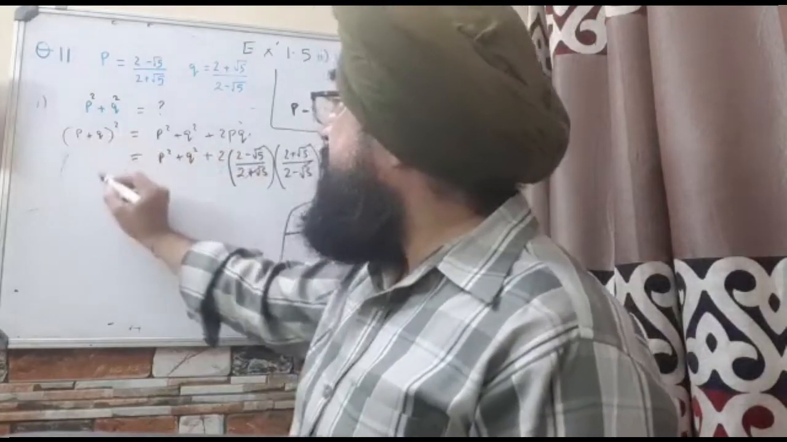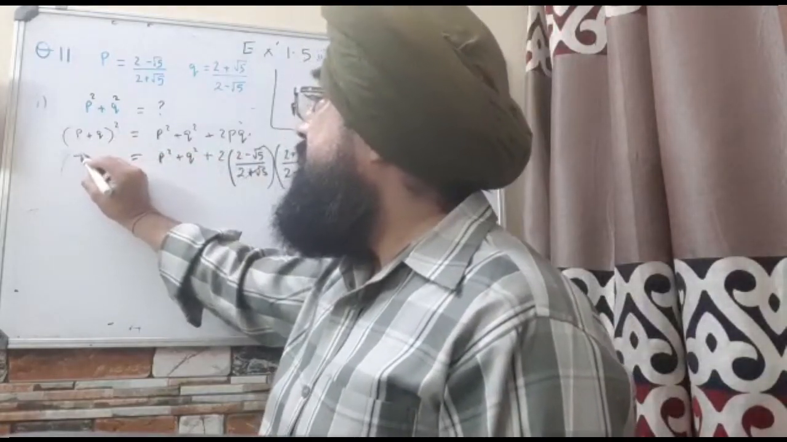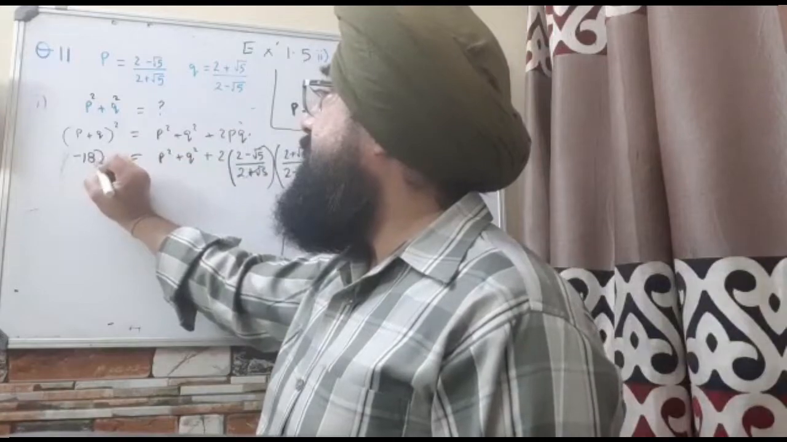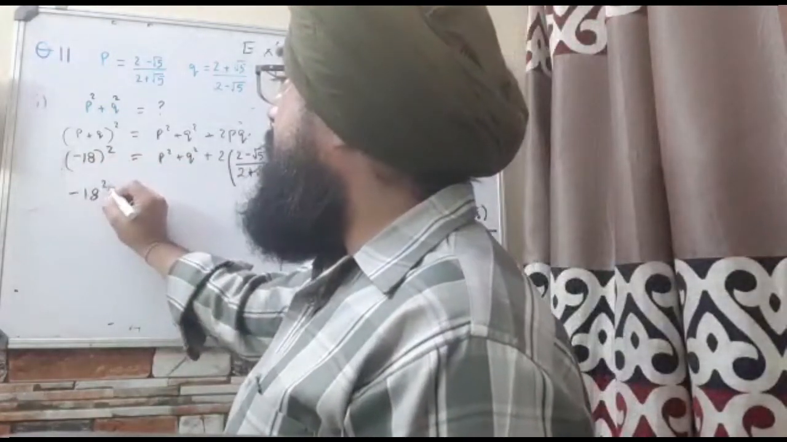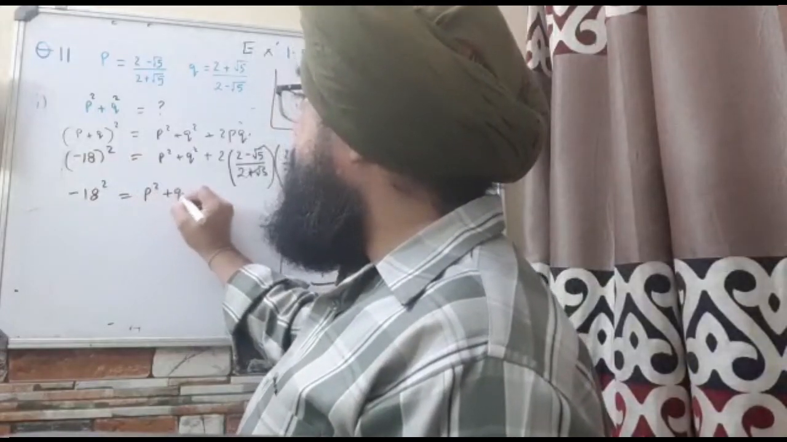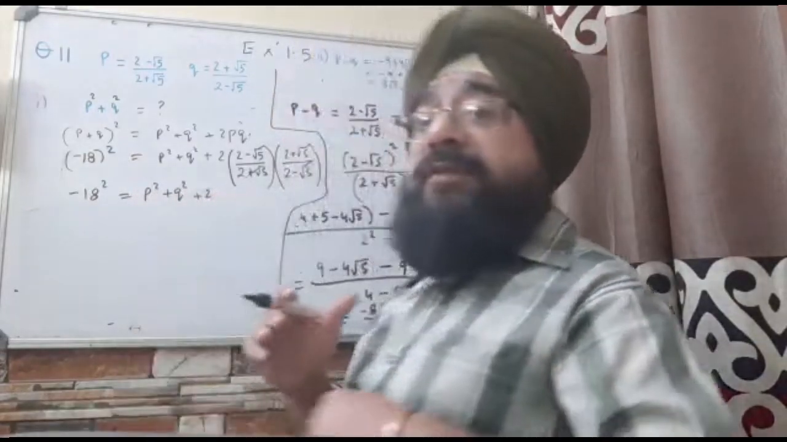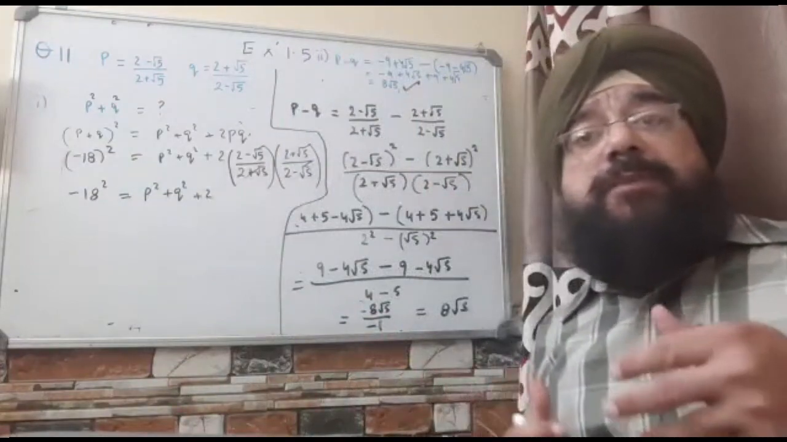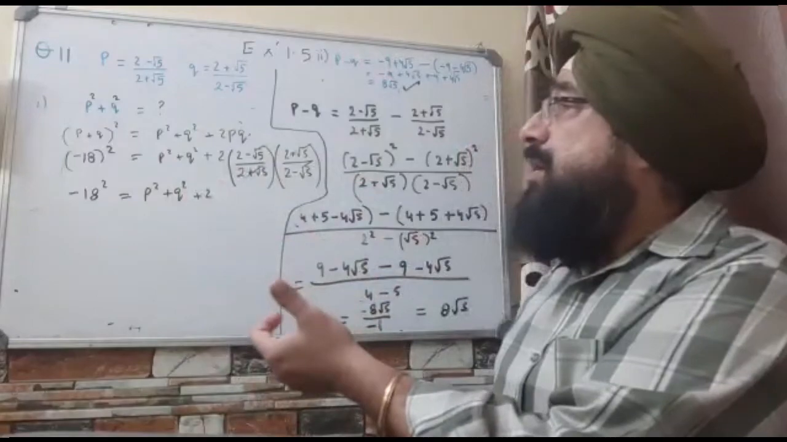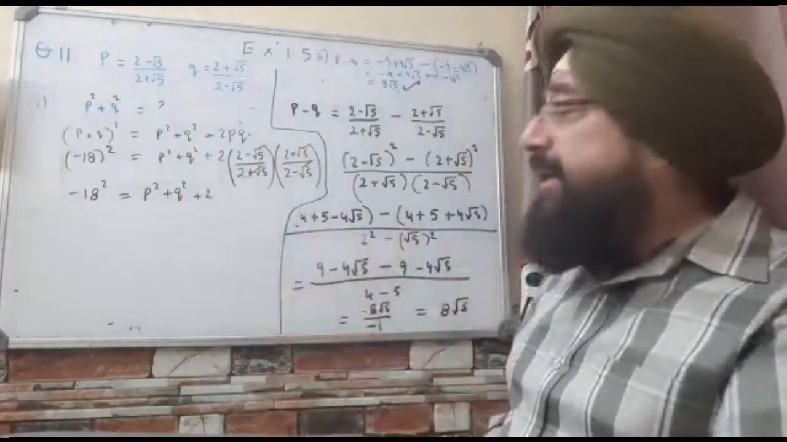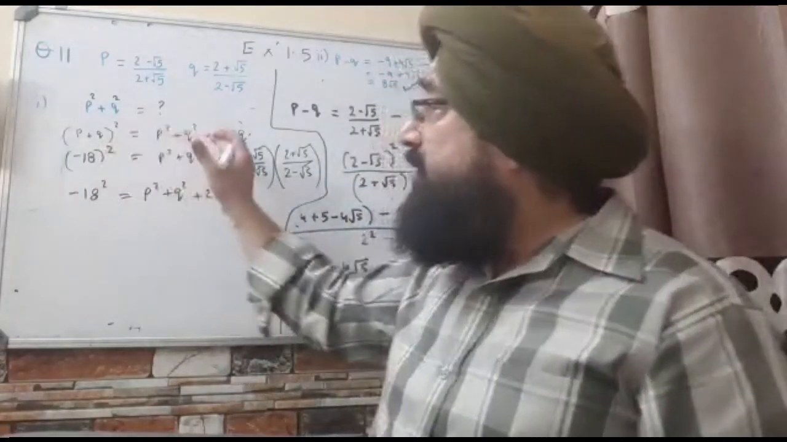And of course, p plus q we have right now found. How much? Minus 18. So minus 18 whole square is equal to p square plus q square plus 2. So no matter in whatever way you find p plus q or p minus q, this method is surely going to help you out in finding p square plus q square straight away, directly, easily. And that is using the identity.